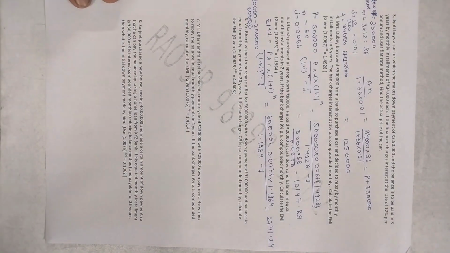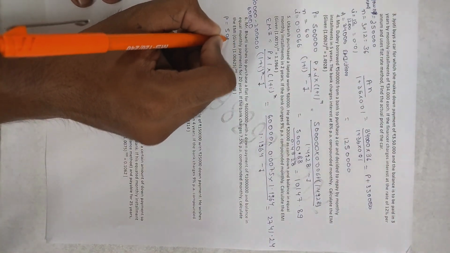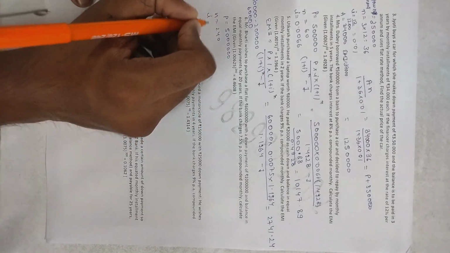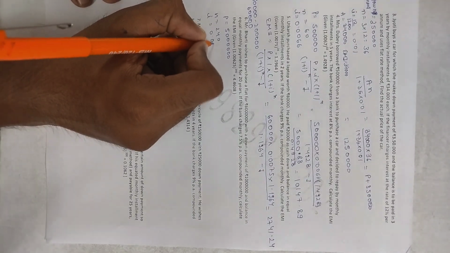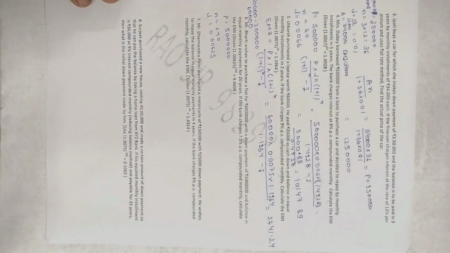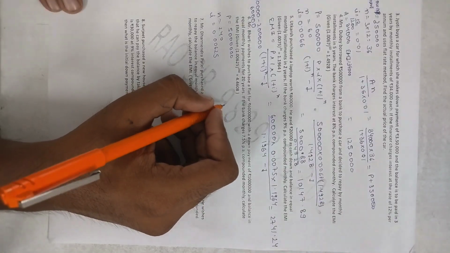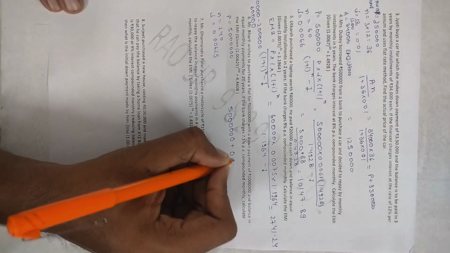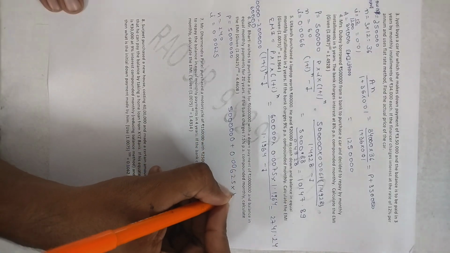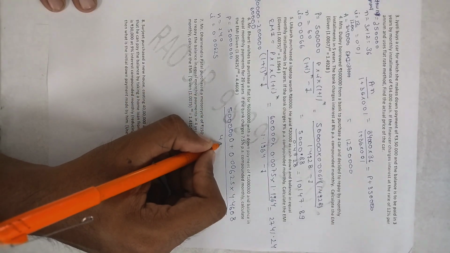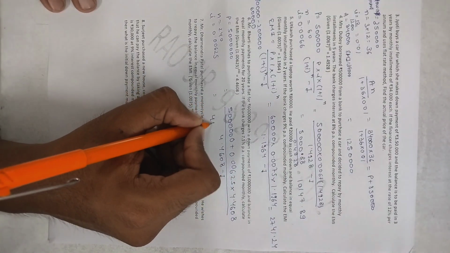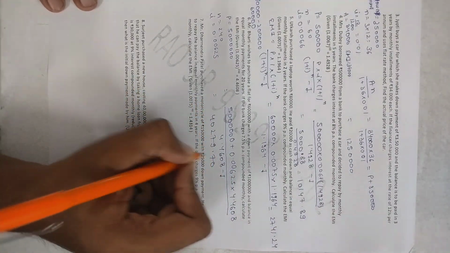Yes, sir. In the sixth question, P is given as 50 lakh, N is given as 240. After putting in the formula, we get 50 lakh times 0.00625 into 4.4608 upon 4.4608 minus 1. After solving, we get 40,279.70 as our answer.